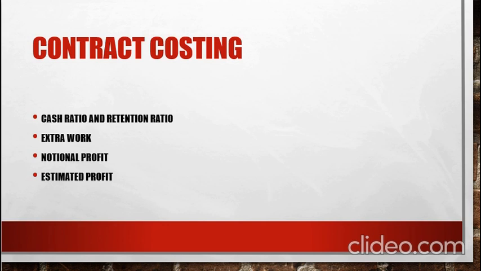The next point is extra work. Sometimes the contractor is required to do some extra work like addition or alteration in the work originally done as per agreement. So the contractor will charge extra money for such extra work. The cost of such extra work is debited to the contract account, and extra price realized is credited to the contract account.